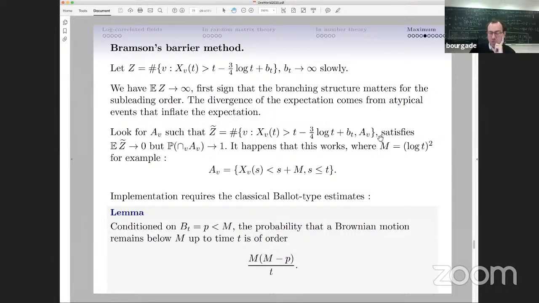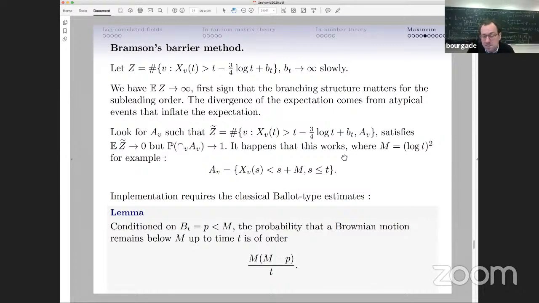For each Brownian motion, you condition on an extra event A index v, which should be typical, but makes this expectation of the right order now. So the wonderful idea by Bramson is to find this event. And this event happens to be the fact that all of these Brownian motions in the branching Brownian motion should remain under some barrier, which is linear, plus some buffer, which, for example, could be chosen to be log of t squared. So you have a barrier, and all of these trajectories should remain below.